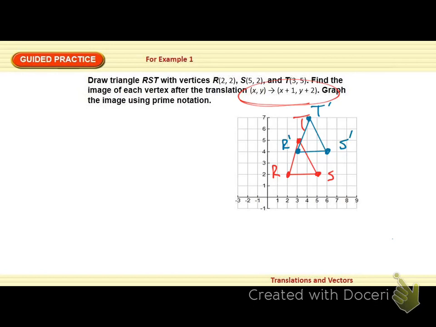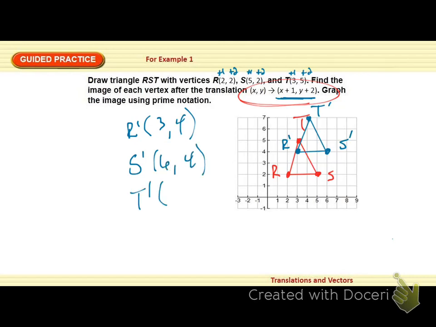But we do have the coordinates, and so we can take this rule of +1 and +2 and just add 1 to the x, add 2 to the y for every one of these points, and that would create new coordinates for R prime. So 2 plus 1 is 3, 2 plus 2 is 4. S prime, 5 plus 1 is 6, 2 plus 2 is 4. And then T prime, 3 plus 1 is 4, 5 plus 2 is 7. So we could just get the coordinates that way and then plot the new coordinates. Either way, doesn't make any difference. Okay, that's where it should be.